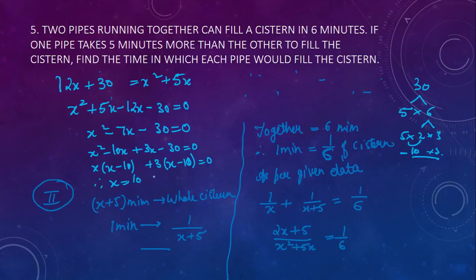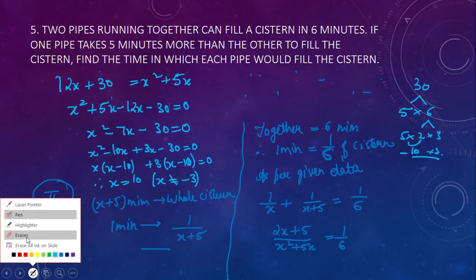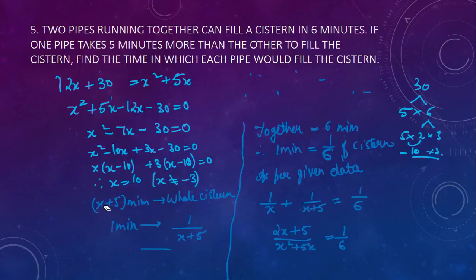You'll get x minus 10 into x plus 3 equal to 0. So x equal to 10. X will not be equal to minus 3. X cannot be minus 3 because time cannot be negative, right? It has to be 10 minutes. So x is 10 minutes. Therefore, the more efficient pipe fills up the tank or the cistern itself in 10 minutes.